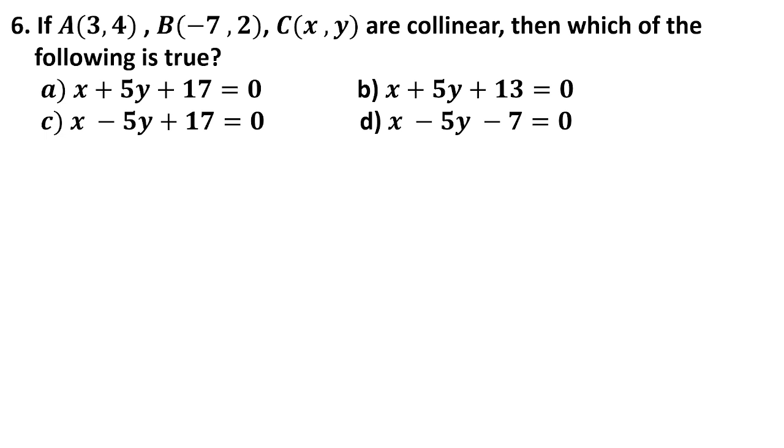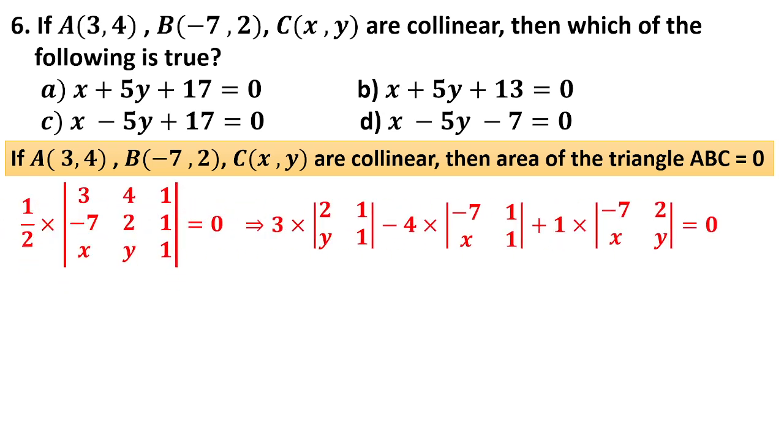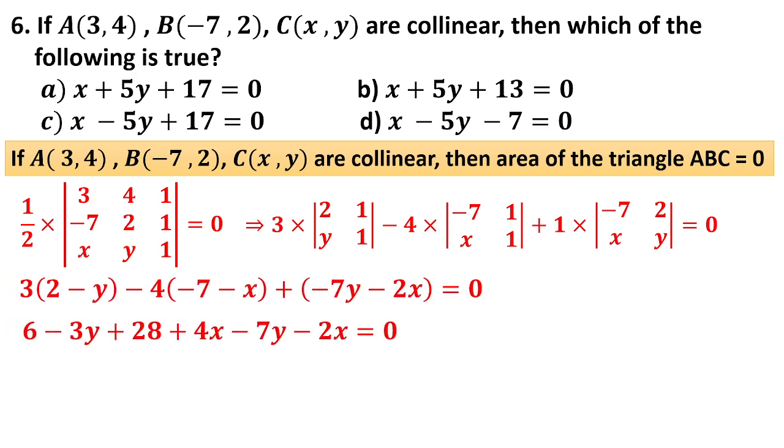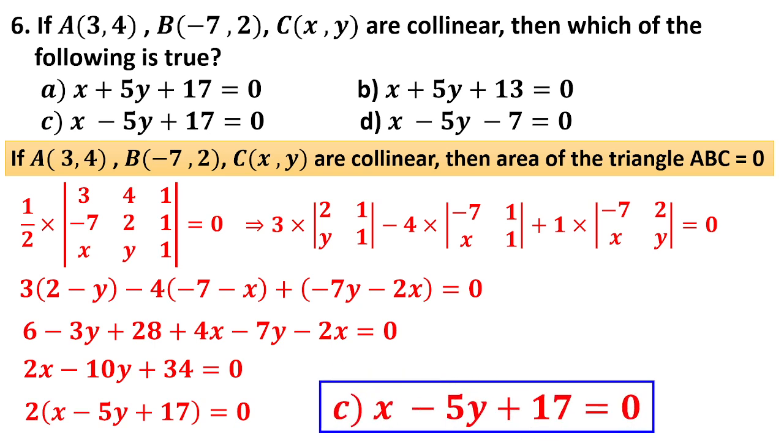You have been given 3 points which are collinear, then which of the following is true? All of you know from the determinants idea, when 3 points are collinear, then the area of the triangle formed is equal to 0. We can use that idea. Now I will expand this 3 cross 3 determinant. Then I am getting the equation as 2x minus 10y plus 34. When I take 2 outside, it is x minus 5y plus 17 is equal to 0. Therefore, option C is the correct option.